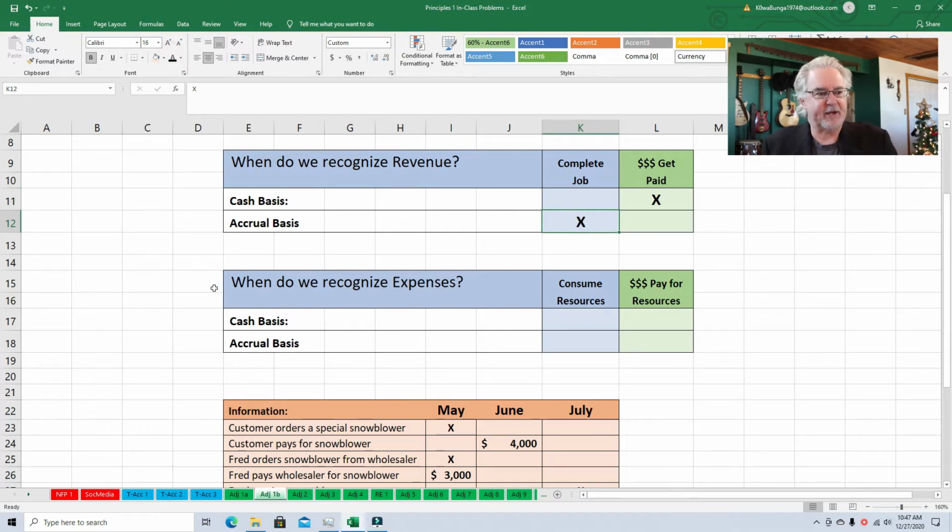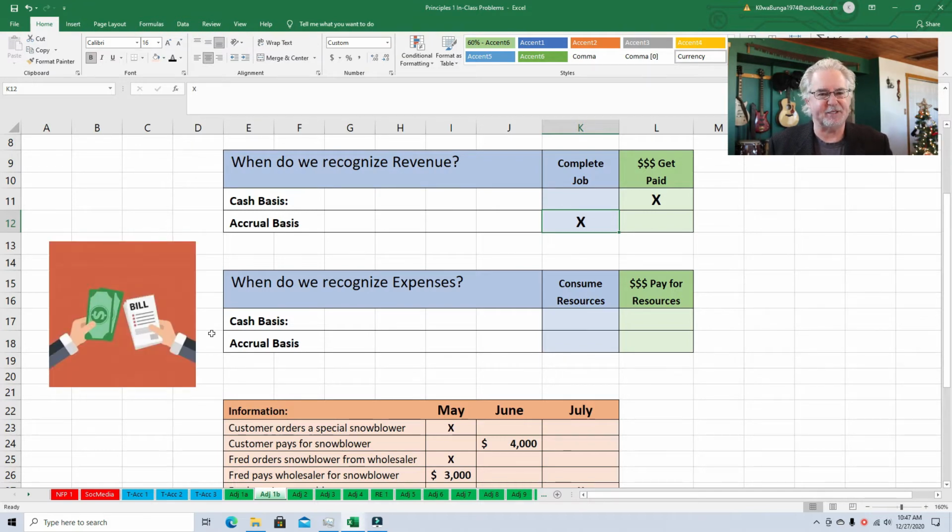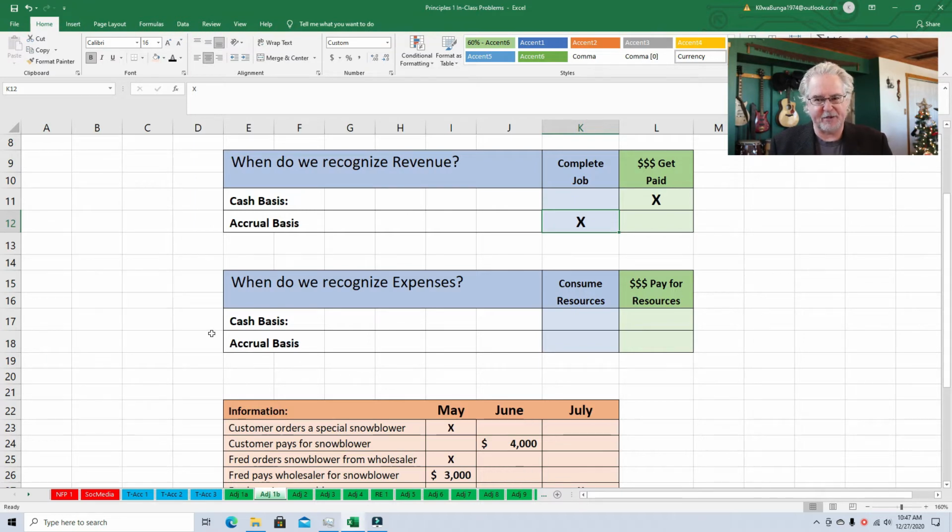And when do we recognize expenses? Well, on the cash basis, when we pay for the expenses, when we pay for things. You see, when do we recognize revenue? When money comes in. When do we recognize expenses? When money goes out. That's the cash basis. Really easy, very cut and dry.